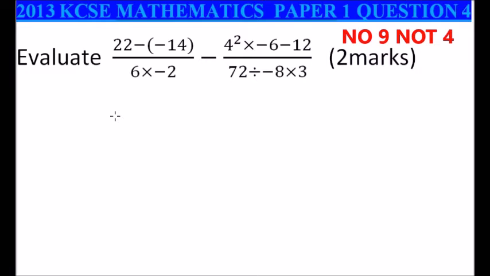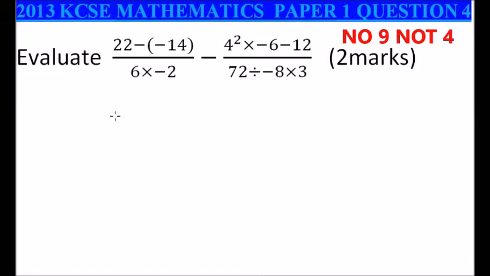2013 paper 1 question 4, evaluate. So we are given 22 minus 14 divided by 6 times minus 2 minus 4 squared times minus 6 minus 12, all over 72 divided by minus 8 times 3. So in the first fraction, this is minus and this is minus, so that changes to positive.